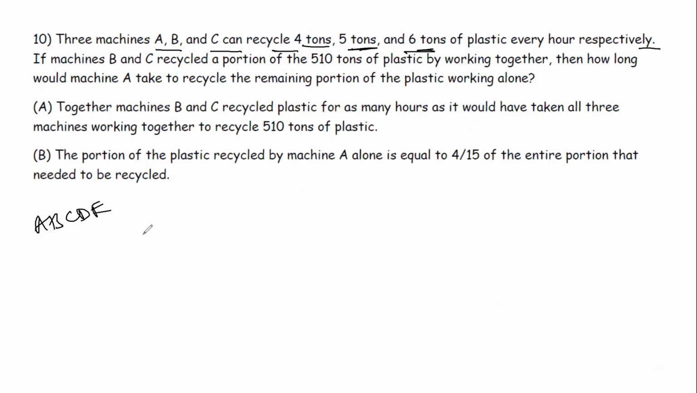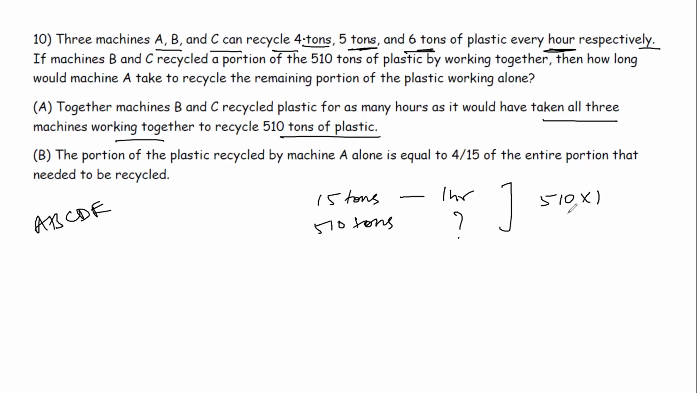Okay. A. Together machines B and C recycle plastic for as many hours as it would have taken all three machines working together to recycle 510 tons of plastic. So let's find out how much time all three would have taken to recycle 510 tons of plastic. Every hour, the three of them can do 4 plus 5 plus 6, which is 15 tons every hour. Correct? So therefore for 510 tons, how many hours? Using the unitary method, 510 into 1 by 15.